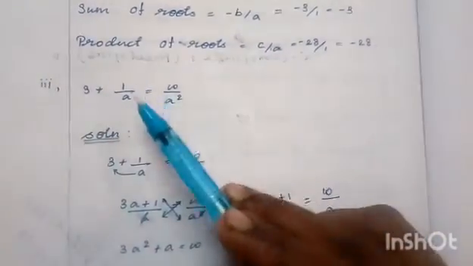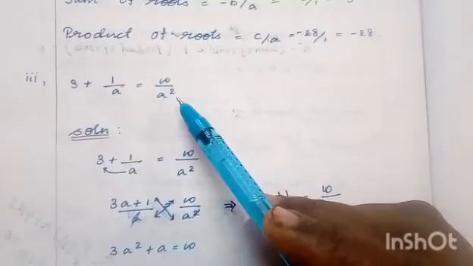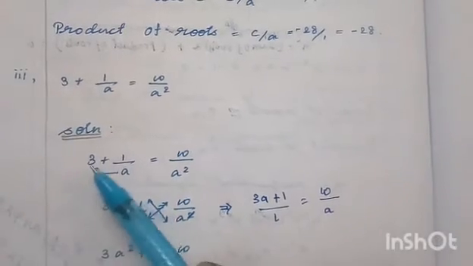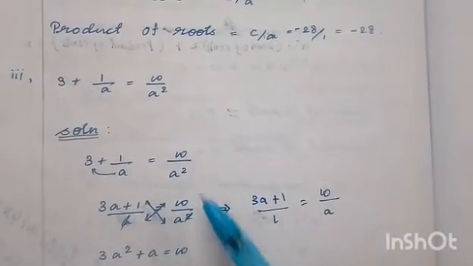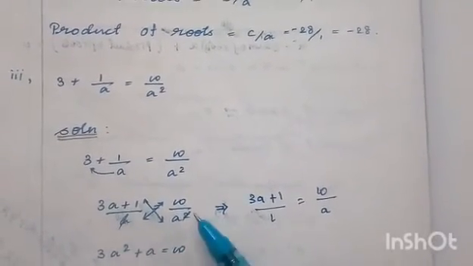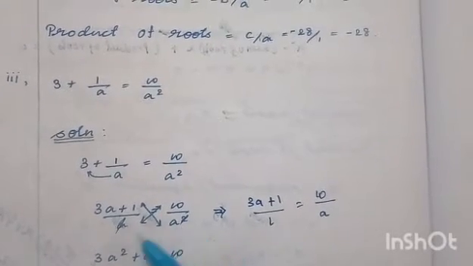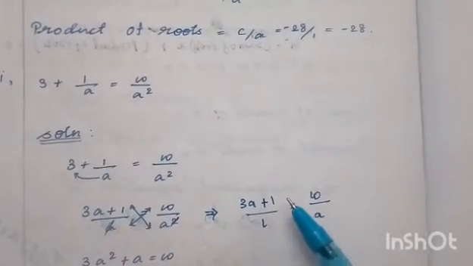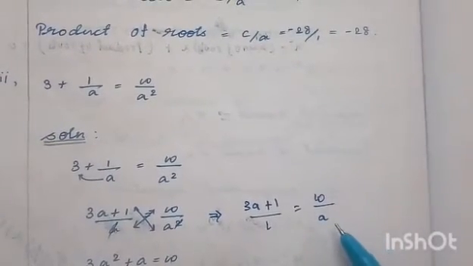Third problem, 3 plus 1 by a equal to 10 by a square. First you have to rewrite it in quadratic form. So you have to take the LCM for this. 3a plus 1 by a is equal to 10 by a square. For a square, one a is cancelled. One time it is a into a, one time is cancelled. So after cancelling we get 3a plus 1 by 1 is equal to 10 by a.